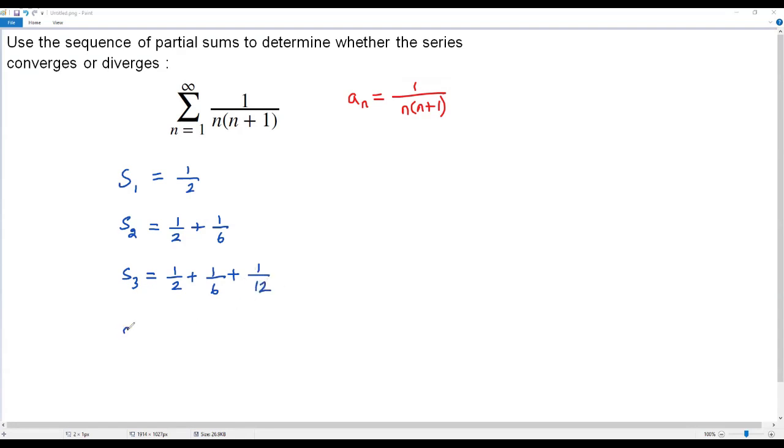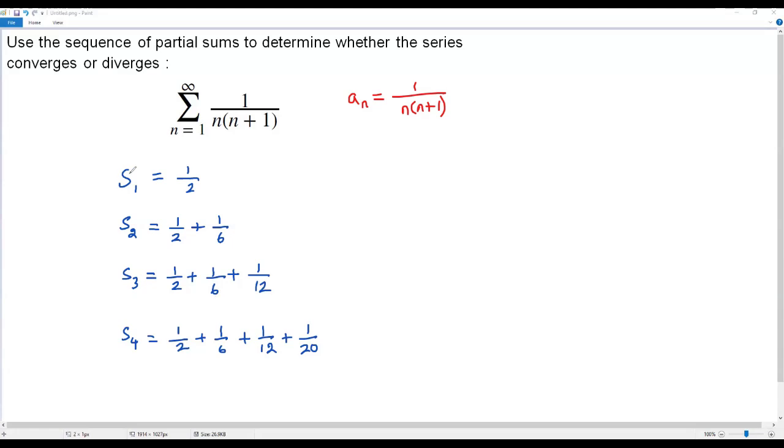Let me get the fourth partial sum. That is equal to, already we know the first three terms, 1 over 2 plus 1 over 6 plus 1 over 12. The fourth partial sum, S4, means we have to add the first four terms of the given infinite series. I have added the first three terms. I need the fourth term. For that I have to plug in n equals 4 into the nth term of the series. Then I'm getting 4 times 4 plus 1 is 5. That is, I'm getting 1 over 20.